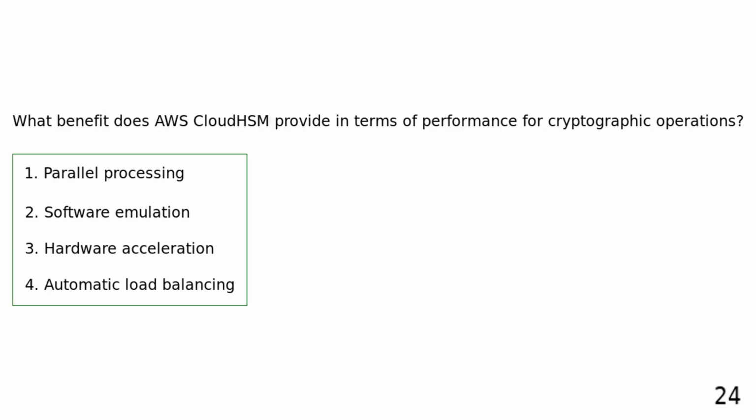What benefit does AWS CloudHSM provide in terms of performance for cryptographic operations? Parallel processing. Software emulation. Hardware acceleration. Automatic load balancing.